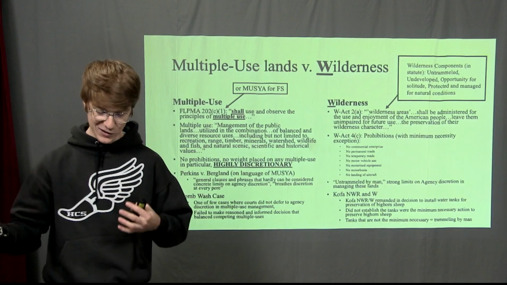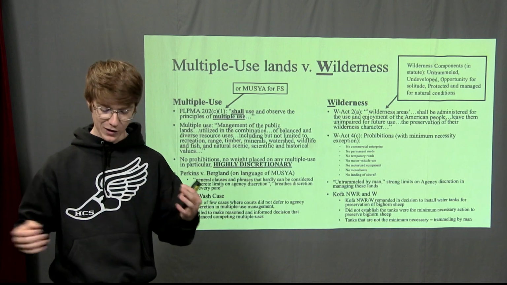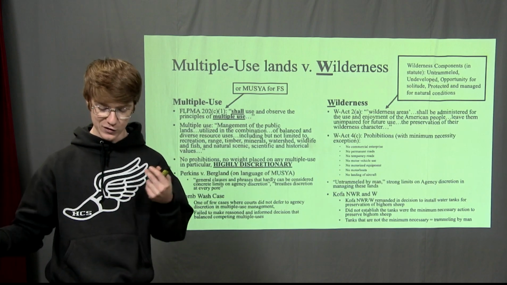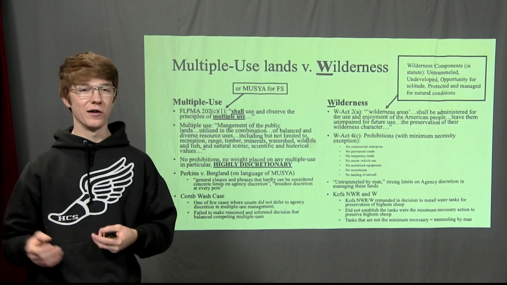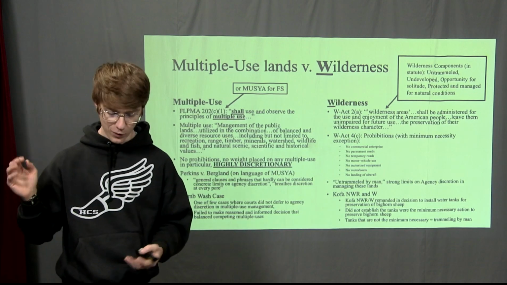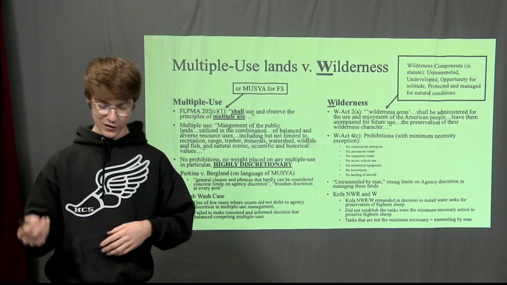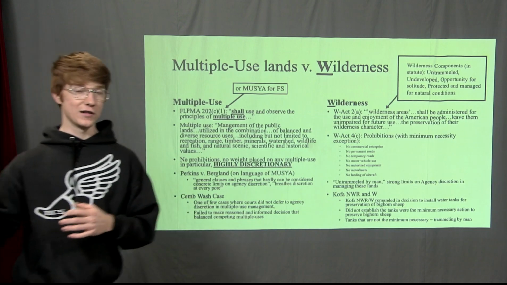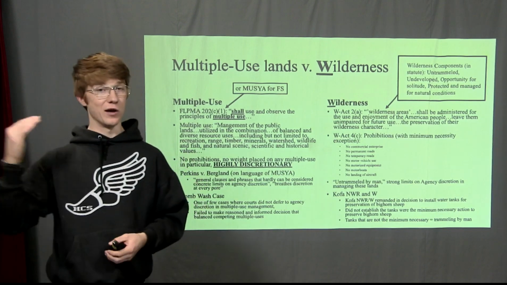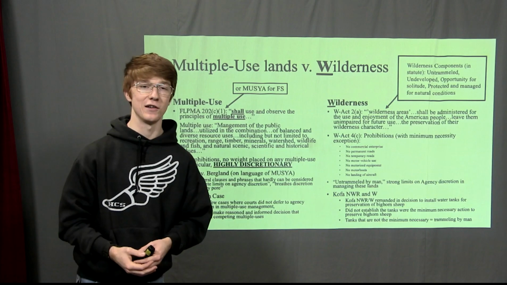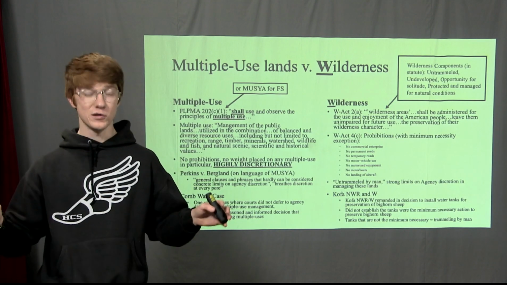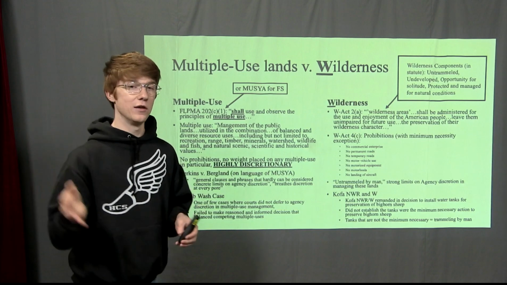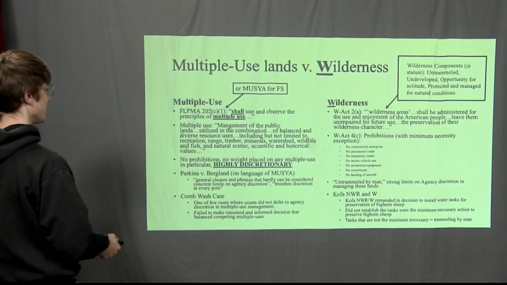Like I said, a combination of balanced and diverse resource uses that takes into account long-term needs of future generations for renewable and non-renewable resources. So it's very discretionary, like we covered and hammered in that last section or last test. The multiple use mandates are super discretionary. And we can just look to the case law history too.